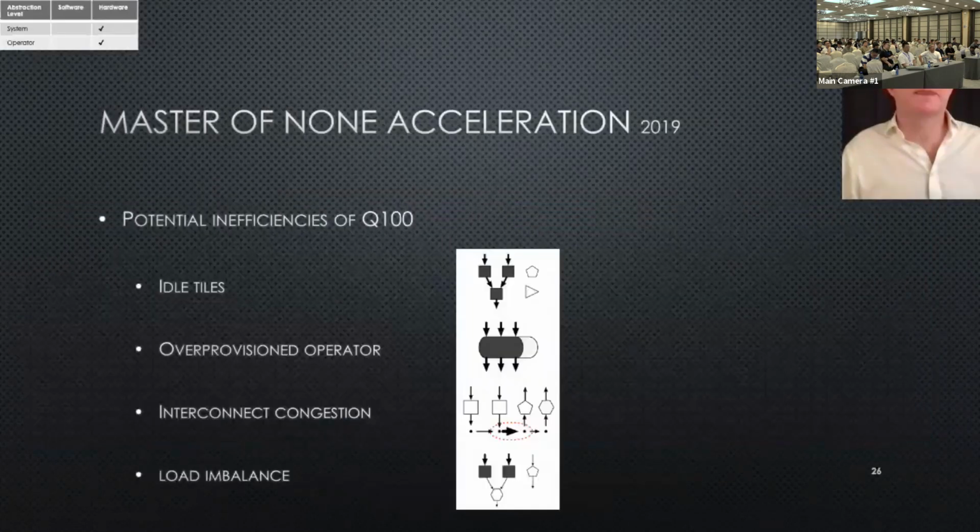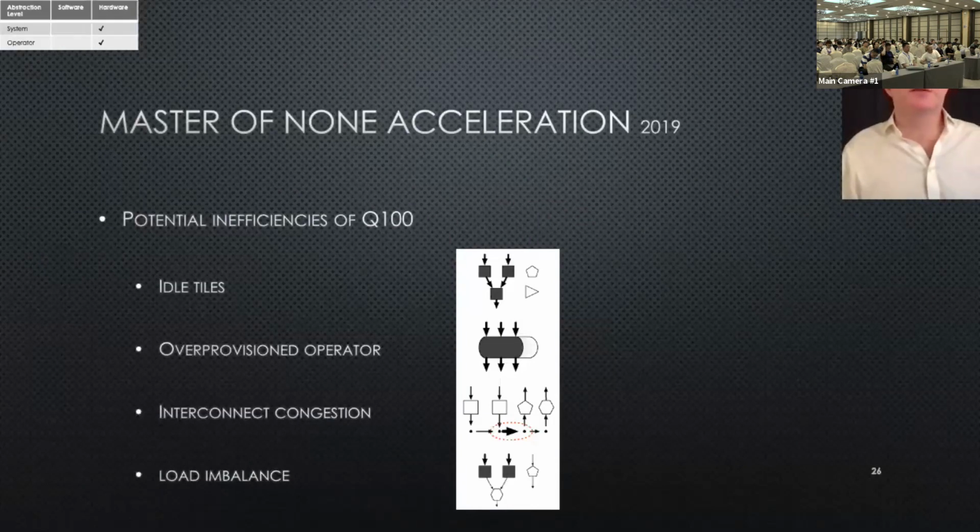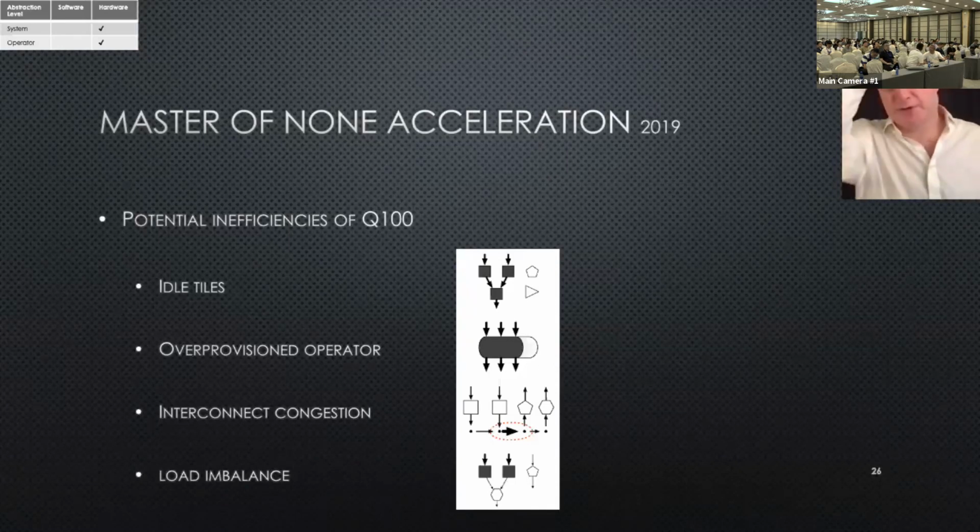In follow-up work, we looked at a slightly different way of abstracting this problem. So having done the Q100 design, we observed that there are some potential inefficiencies in that design. First of all, the tiles could be idle. If we map a query to the tiles that we have on the accelerator, we may not use all the tiles. So some of the tiles may just be sitting there not doing anything.